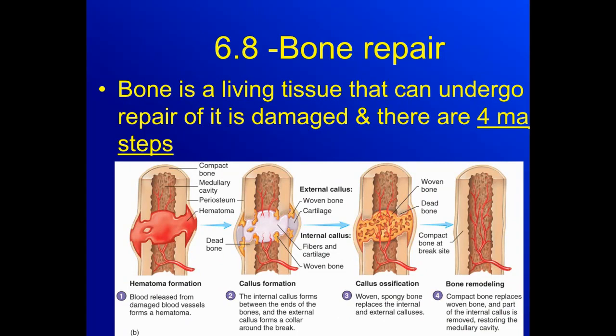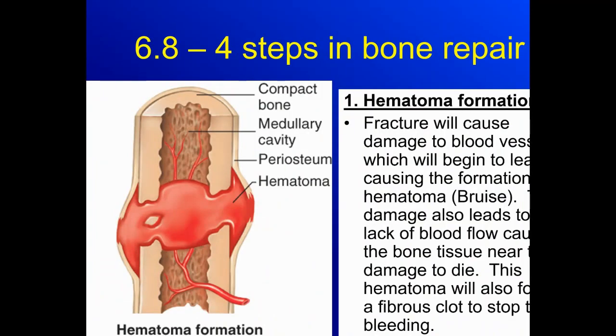So bone repair. There are 4 steps to bone repair: hematoma formation, callus formation, callus ossification, and bone remodeling. So let's talk about those major steps. In hematoma formation, hematoma is a very fancy way of saying bruise. You fracture your bone. Remember, you've got all those central canals that are actually blood vessels and your perforating canals. You just ruptured those things. That means that you're going to have blood leaking out. That's the hematoma. It's a bruise.